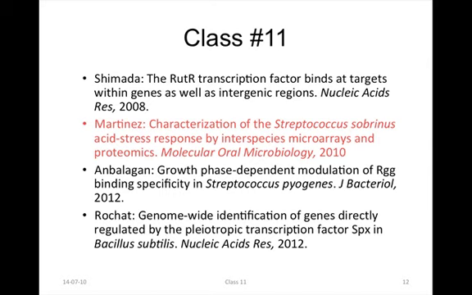Is there a related protein like RutR in Streptococcus mutans? I guess. I didn't look. Pyrimidine metabolism is done by the pyr genes, so I don't know if there's a repressor to the pyr genes or not.